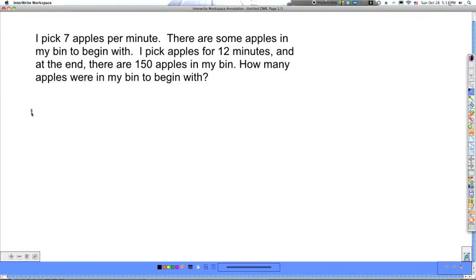Well, let's imagine what this situation is like. I've got a bin. It's filled with some apples. There's some apples already in there. And I start to pick 7 apples per minute. I'm putting those into the bin. I do that for 12 minutes, and altogether I've got 150.